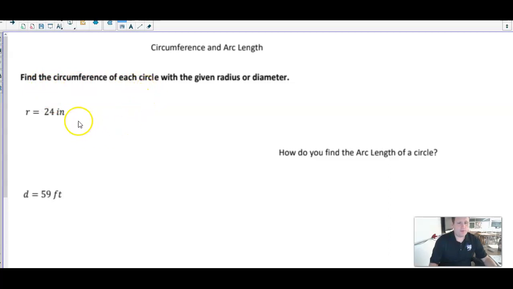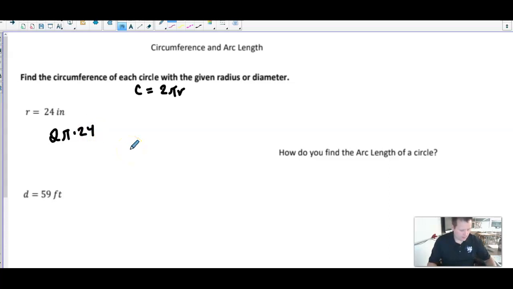So if I want to find the circumference of these circles with the given radius and diameter, just a quick reminder: circumference is equal to 2 pi r, or you can also think of it as pi times the diameter. I usually just convert it so I don't have to remember two formulas, just the 2 pi r. For this first one, the radius is 24, so I would just go 2 times pi times 24.